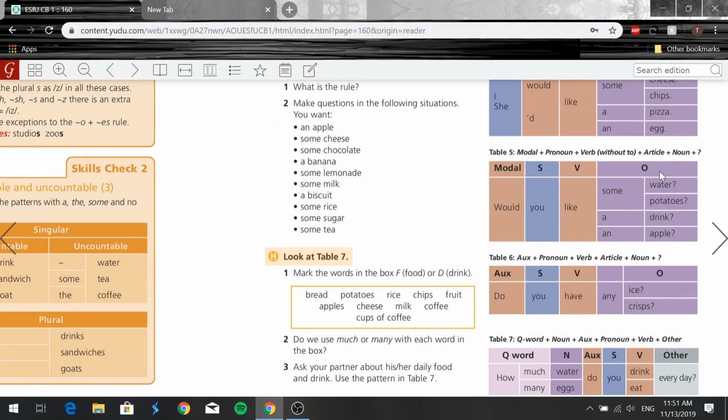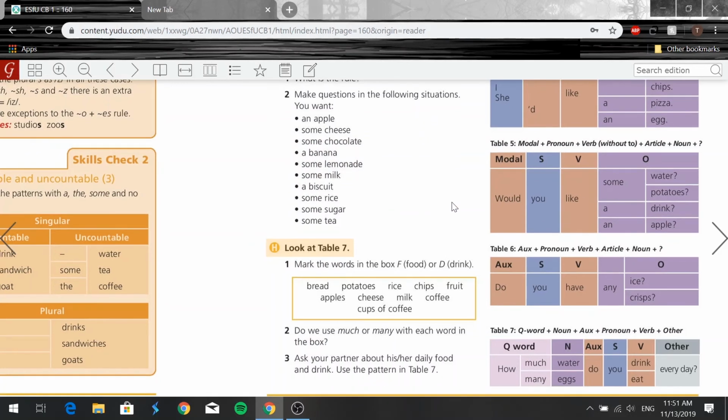4 or 5, so I could say things that are similar to would you like some water? Would you like some potatoes? Would you like a drink? Would you like an apple? I could say would you like an orange, right? I can also say would you like some tomatoes, right? Again, you could use more examples if you want.